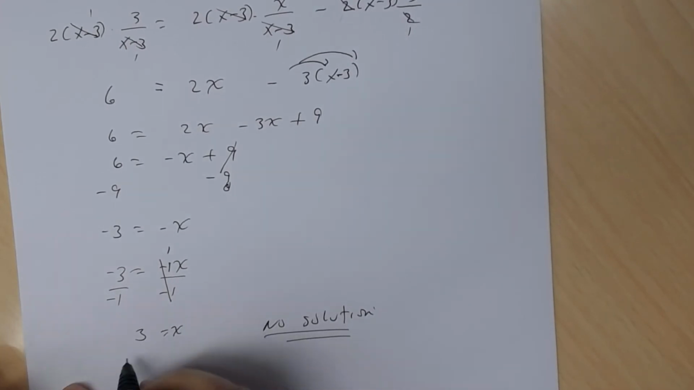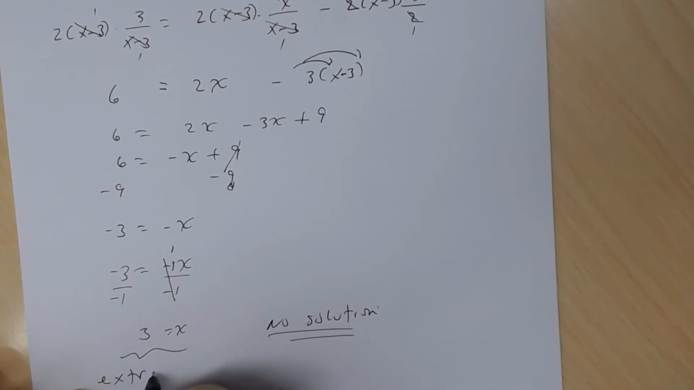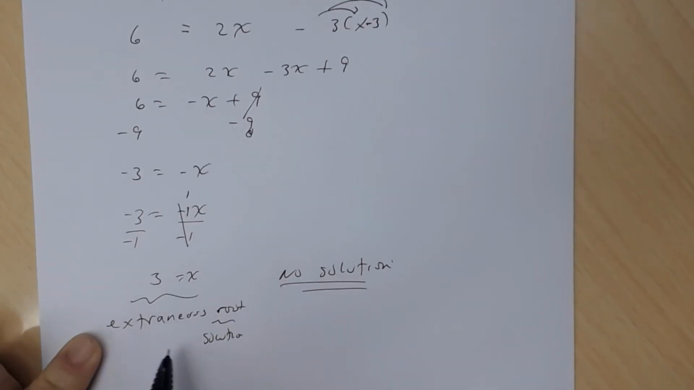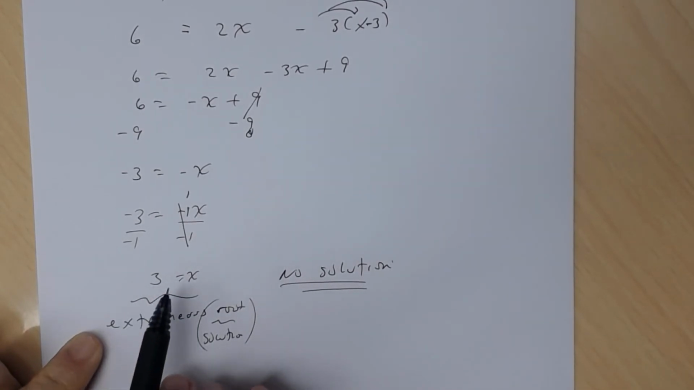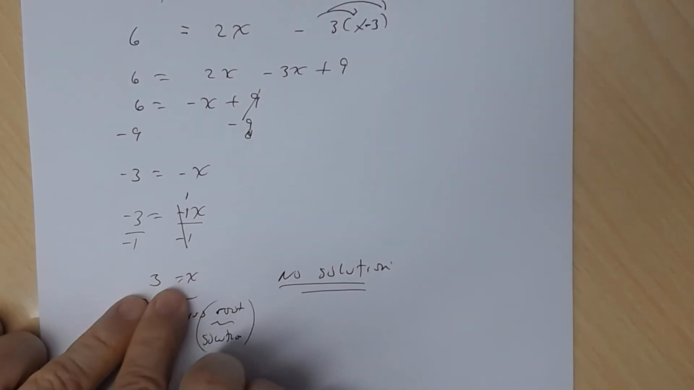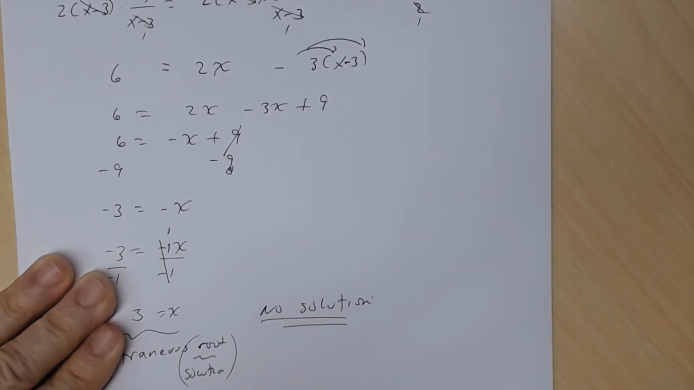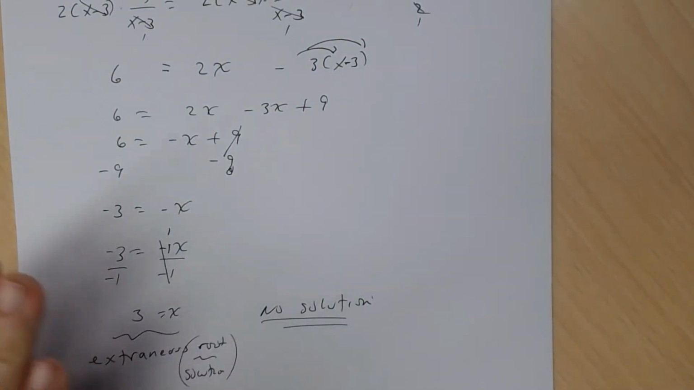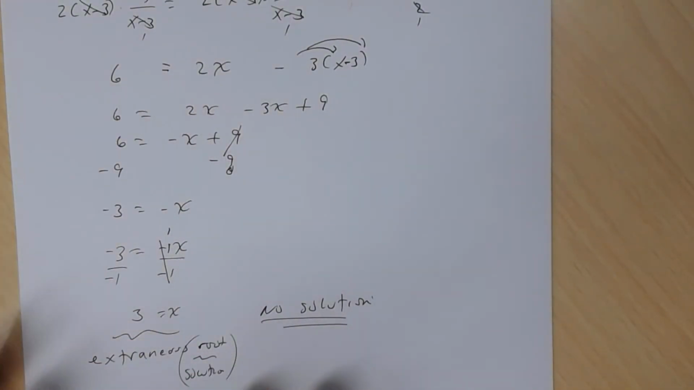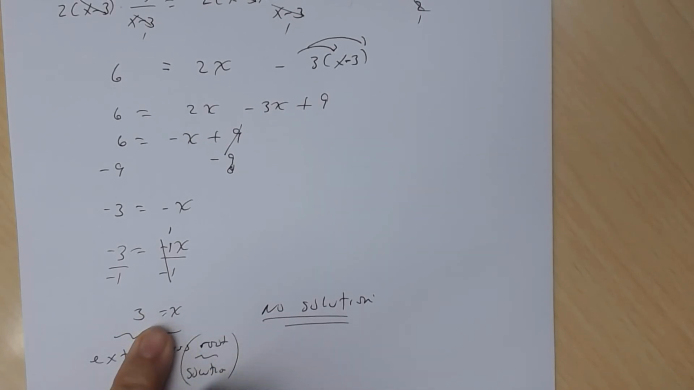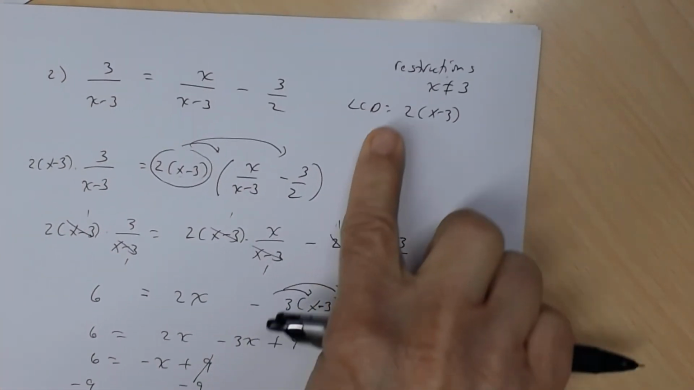So don't say that's your solution. It's not. That's an extraneous root. Extraneous root, sometimes called extraneous solution. So you can say extraneous root or extraneous solution. It does not matter which one you use. But since the only potential solution I got was this, and it is a restriction, I'm just going to say no solution. Okay? All right. So in some cases, when you look at these problems, you will get no solution because your potential solution is a restriction.